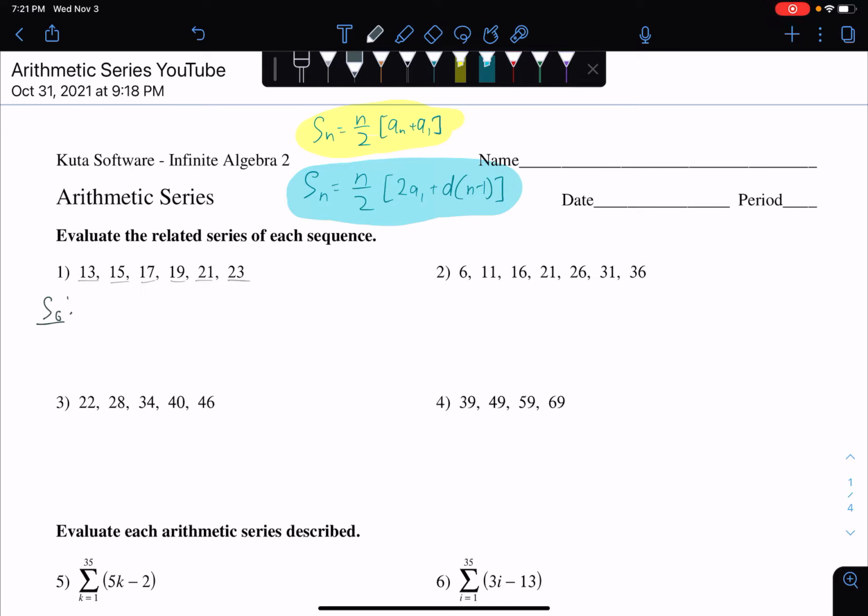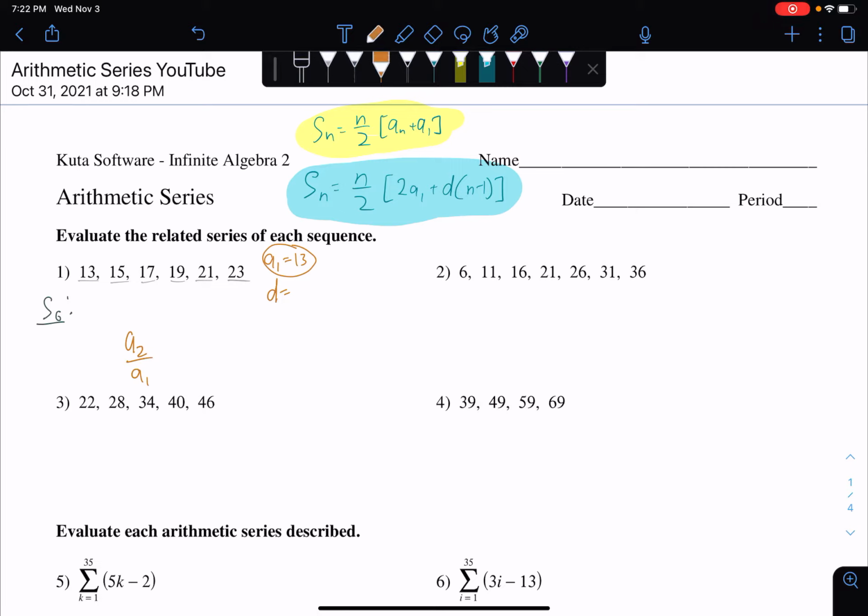So for S sub 6, we know that a sub 1 is equal to 13, this one, and our common difference you find by subtracting a typical a sub 2 and a sub 1. It could be a sub 4 or a sub 3. It depends on a typical greater term and a typical term that is lower than that.